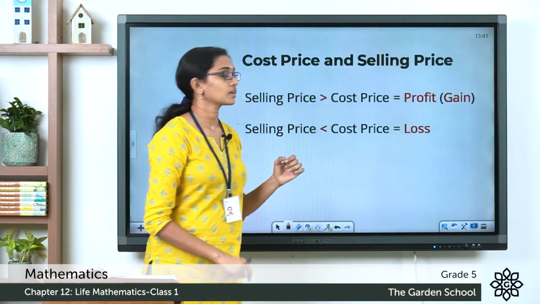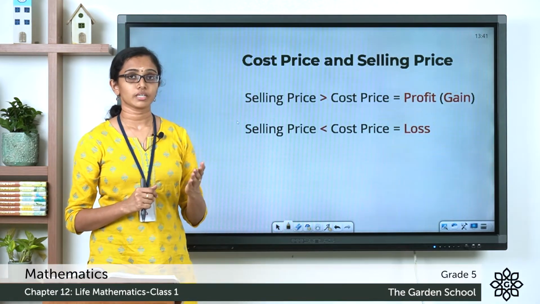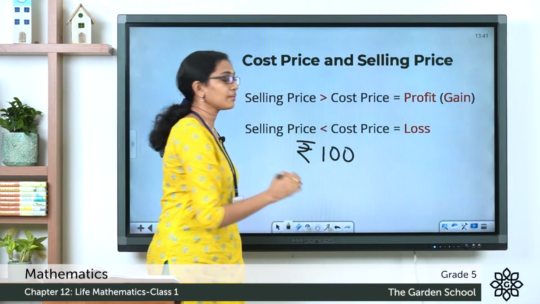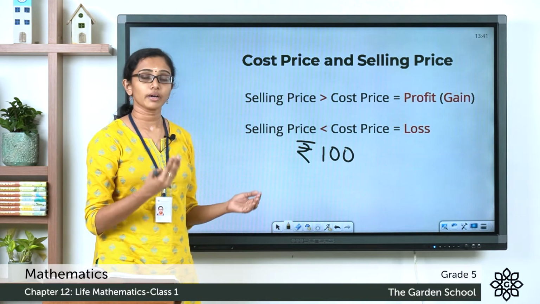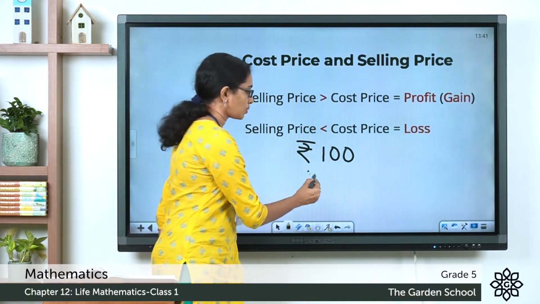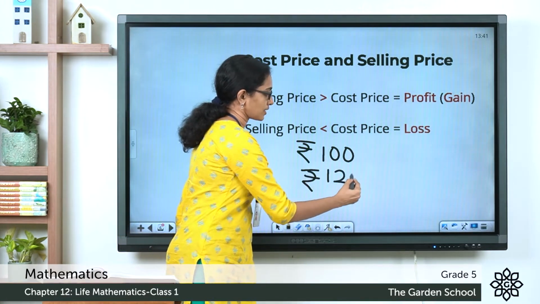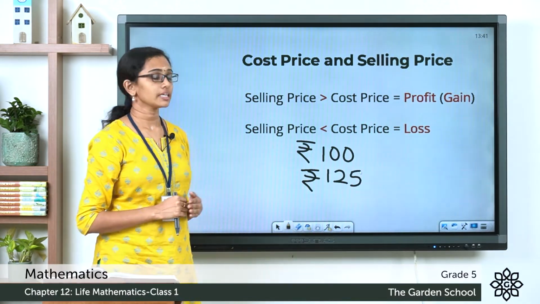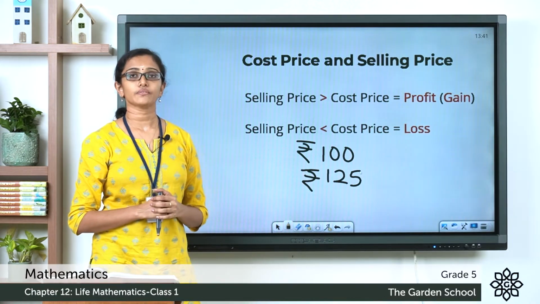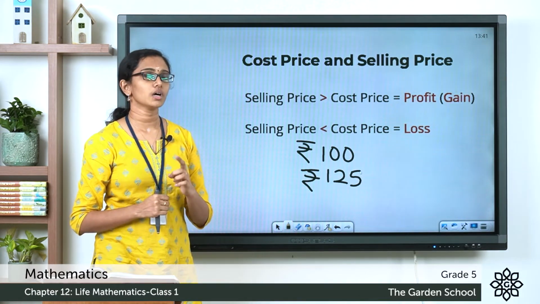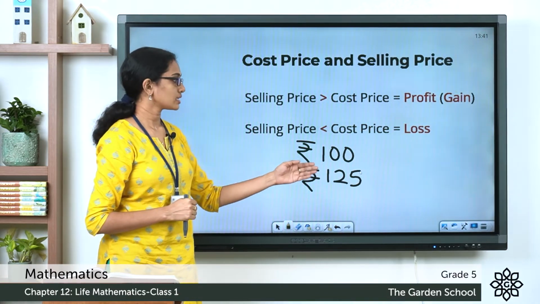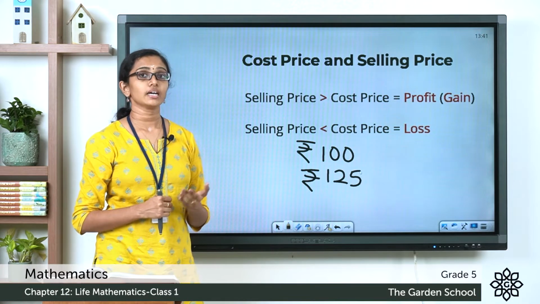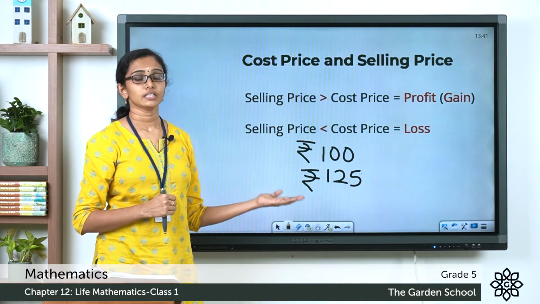Now, suppose I am buying something at 100 rupees and I am going to sell this thing to my friend at 125 rupees. So I bought this at 100 rupees and I am selling it to my friend at 125 rupees. So there I am going to earn some money. I'll get 25 rupees extra. That's a gain for me. So I'll say I got a profit by selling this to my friend.